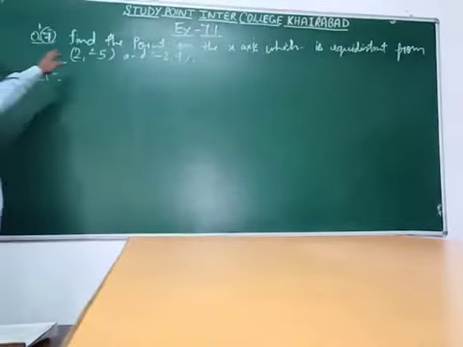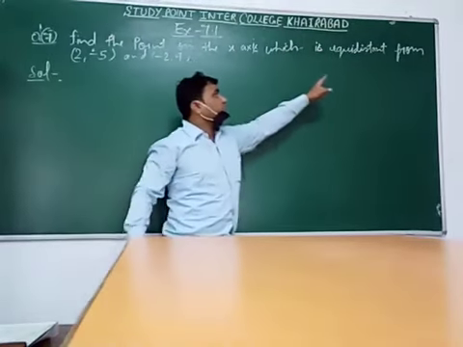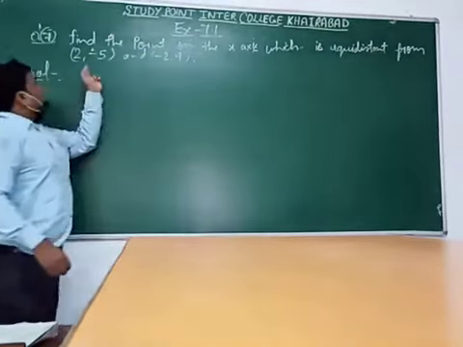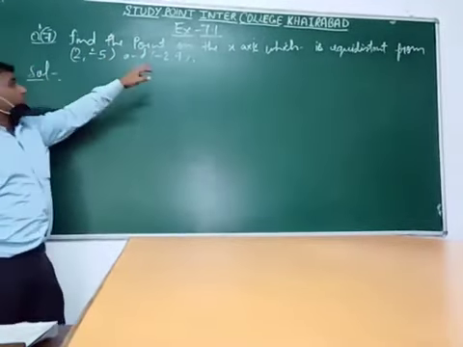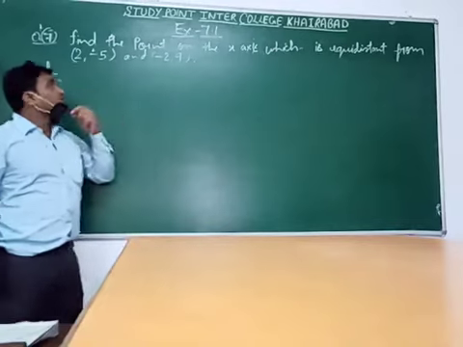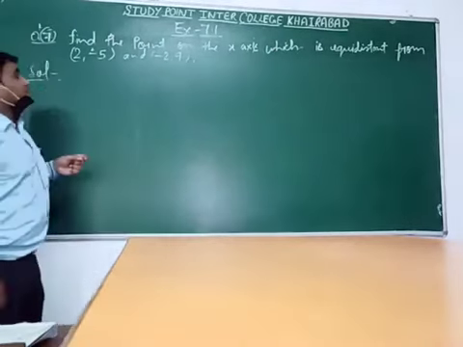Now our 7th question is, find the point on the x-axis which is equidistant from (2, -5) and (-2, 9). Find the point on the x-axis which is equidistant from (2, -5) and (-2, 9).